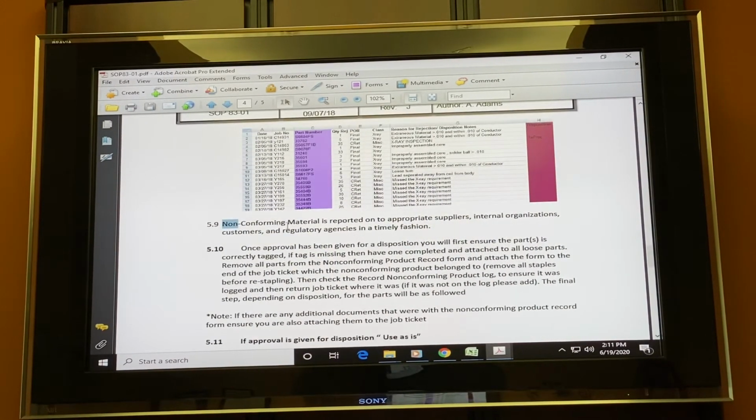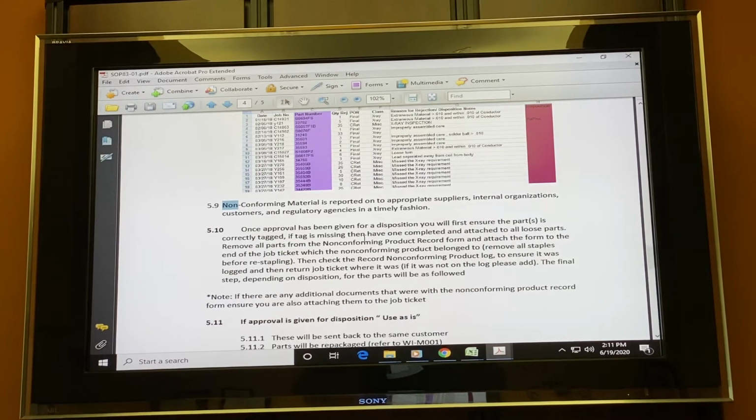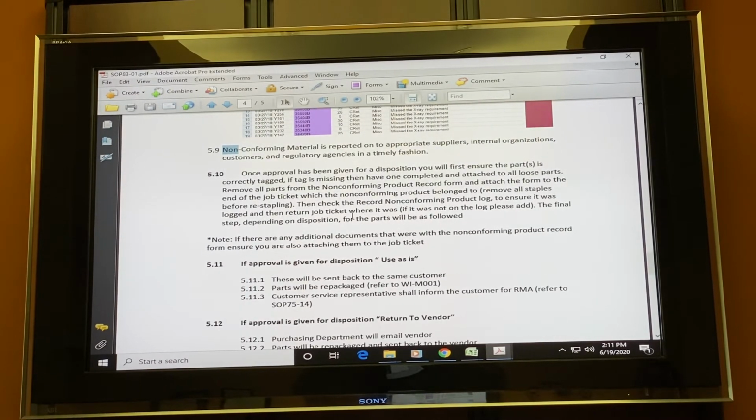The non-conforming material is reported to appropriate suppliers, internal organizations, customer, and regulatory agencies in a timely fashion. That's more like when it's found by a vendor, but we don't really have to deal with that. That's just the purchasing department, so they'll take care of that.